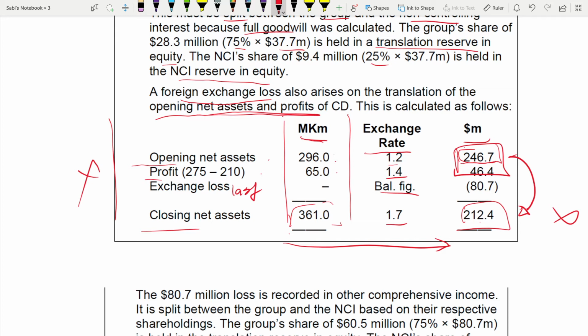Why? Because there's a difference, and that difference is your exchange difference. It could be a loss, it could be a gain. In this case, it's a loss because this amount is greater. That means your net asset value fell at the year end. It is lower than in the beginning. That's why it's an exchange loss here, 80.7. Nothing will go here in MK. It's only on the dollar side.